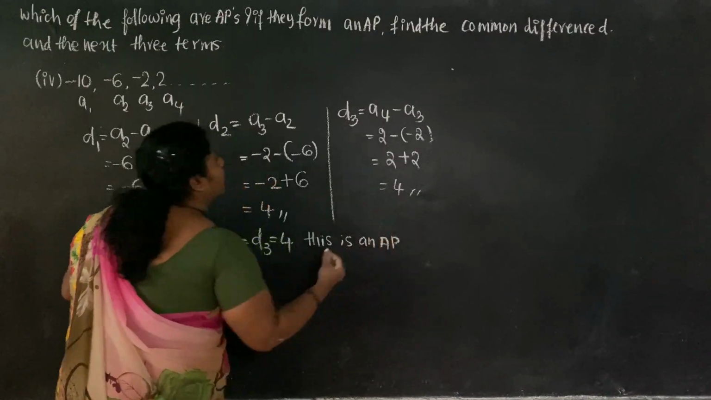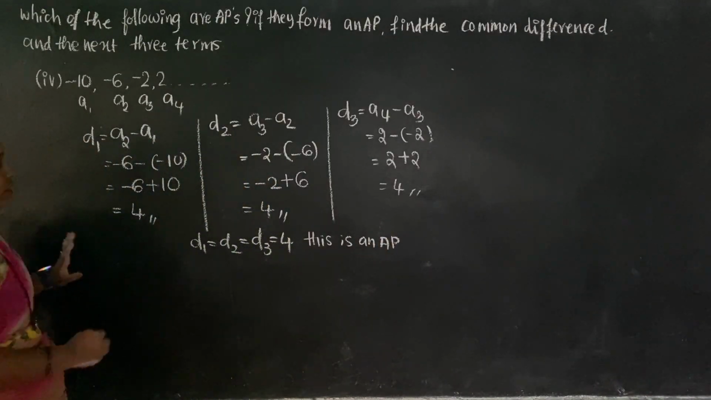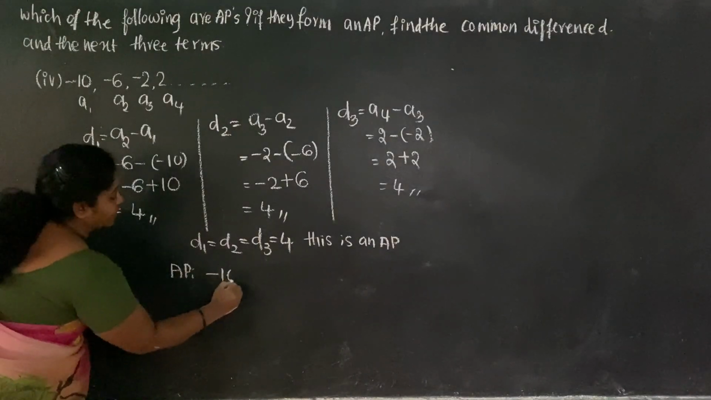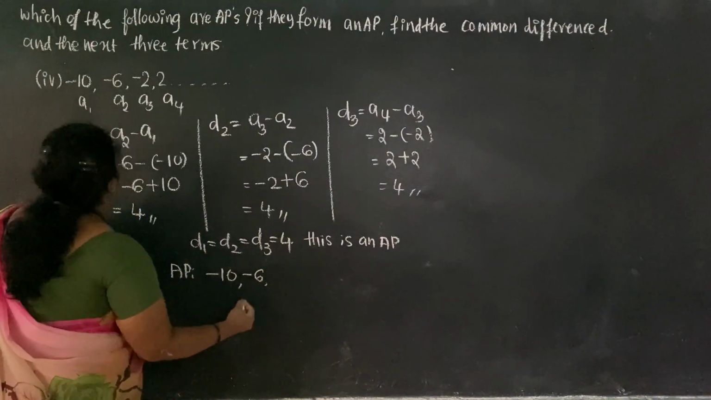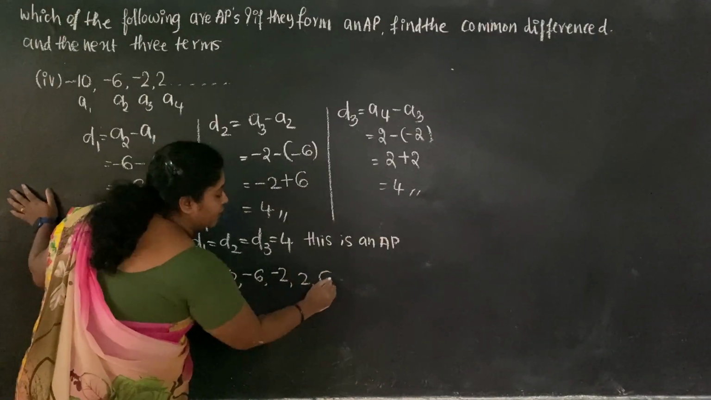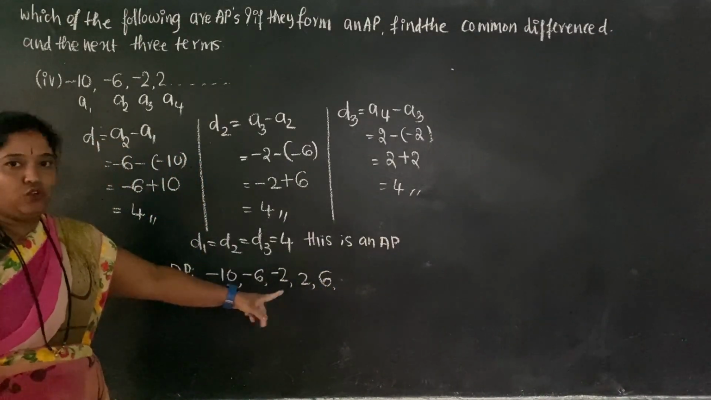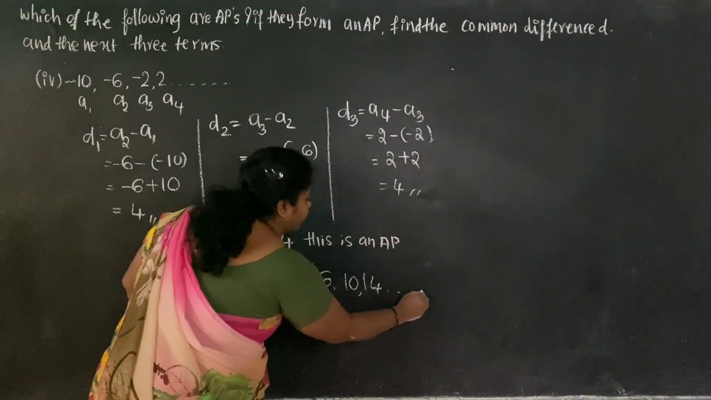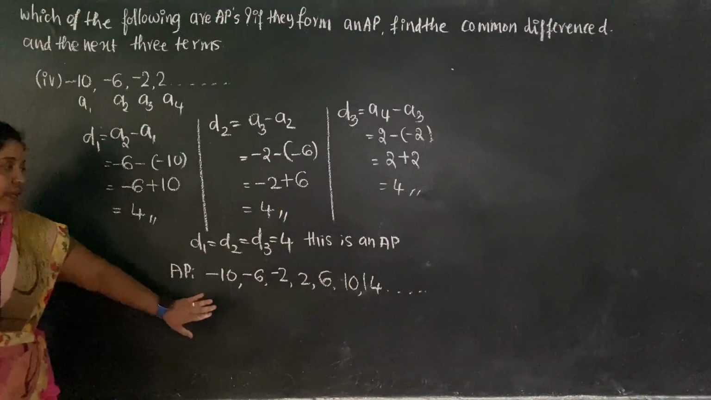Okay, so I need to write the next 4 terms also. Let me write here the next 4 terms. Minus 10, minus 6, minus 2, 2, and then add 4 to it. What am I going to get? 6. 2 plus 4 is 6. 6 plus 4 is 10. 10 plus 4 is 14. This is how you need to write the AP.